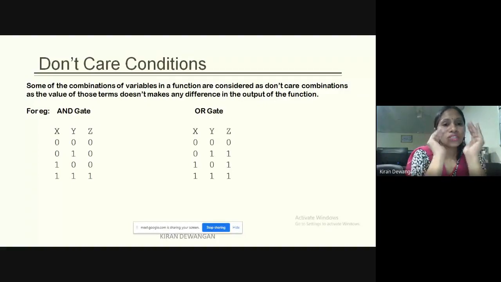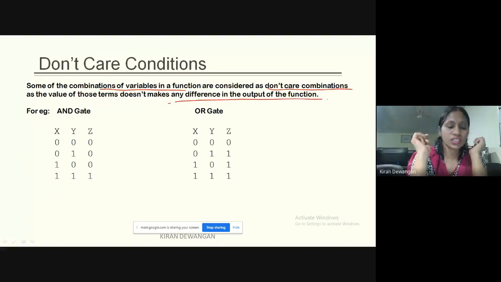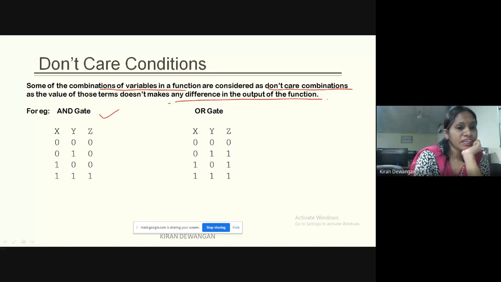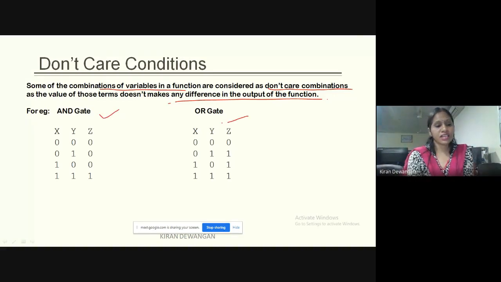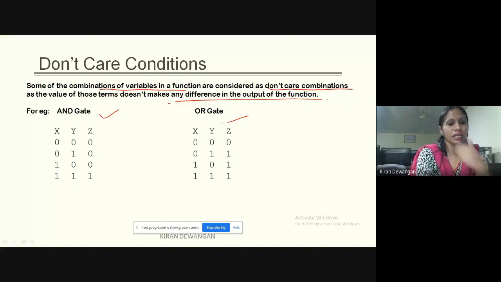Now what are actually don't care conditions? Some of the combinations of the variables in a function are considered as don't care combination, as the values of those terms doesn't make any difference in the output of the function. Now what does this mean? We are saying, taking the example of AND gate and OR gate. Now let me explain what is a don't care condition.